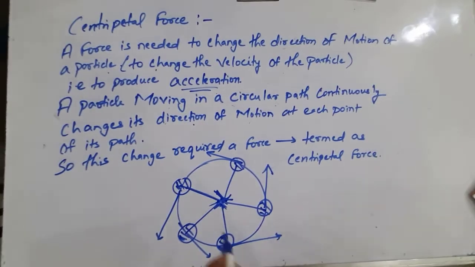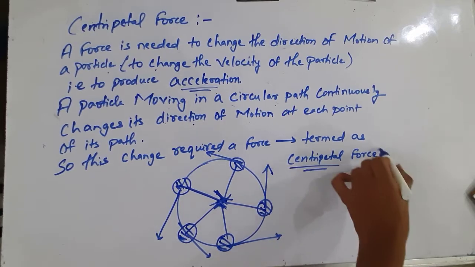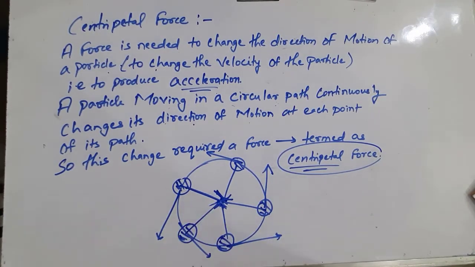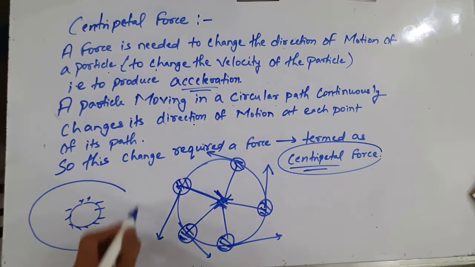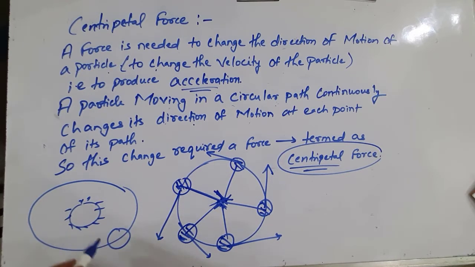So it is termed as centripetal force, which is responsible for the accelerated motion in a circular path. We can take the example of the movement of planets around the sun. What happens when the planets move around the sun? There is an attraction towards the center. The planet is attracted towards the center. So the centripetal force here is provided by the gravitational force of attraction.